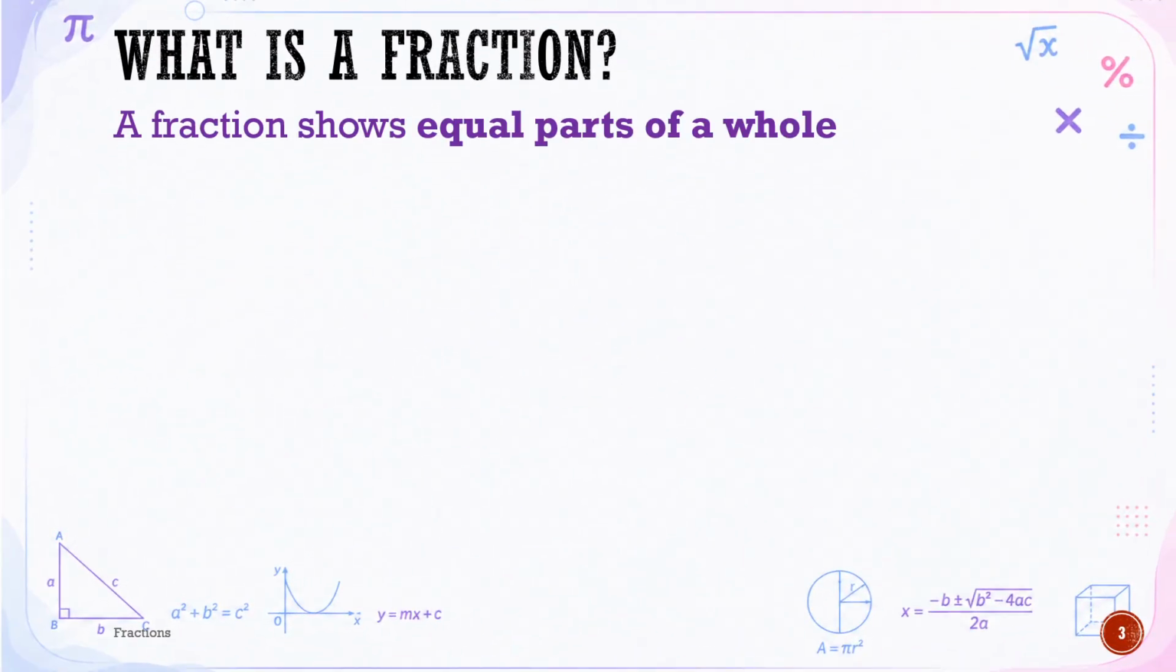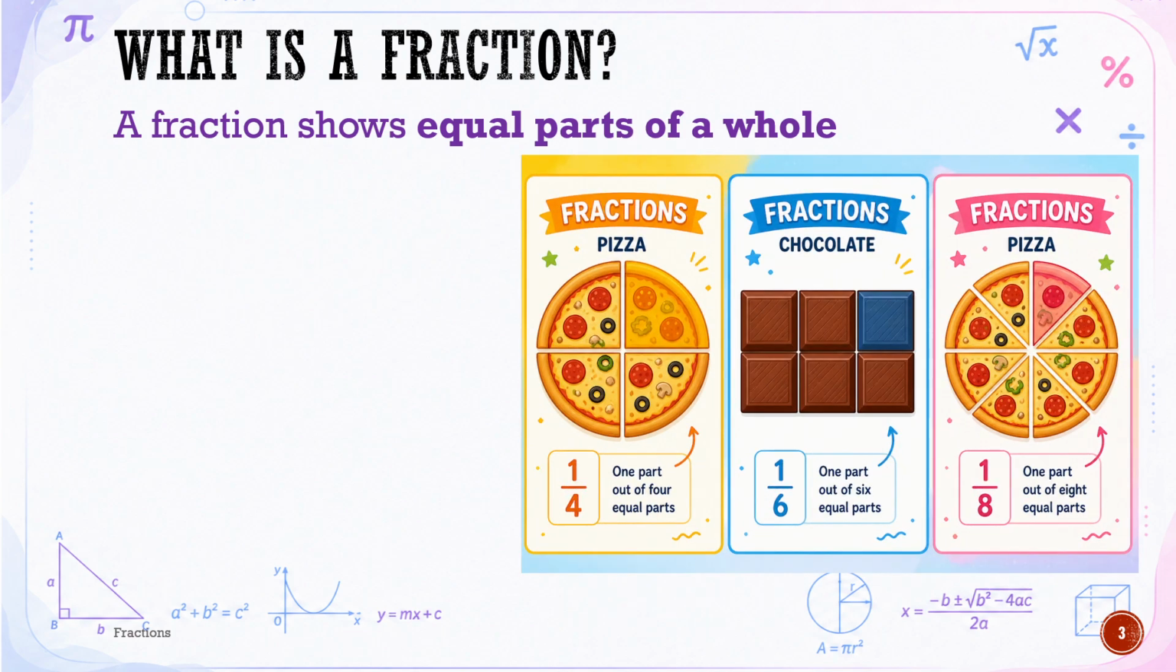So what is a fraction? A fraction basically shows equal parts of a whole thing. Assume you are having a pizza. The pizza as a whole is one complete part, and then it can be cut into multiple portions. That's what we call fractions.